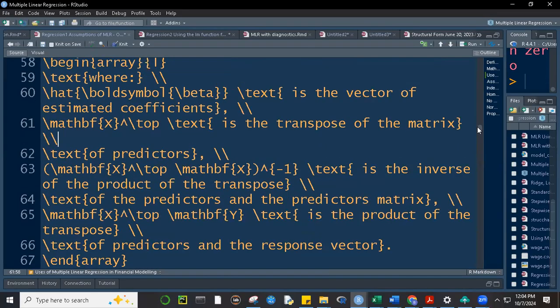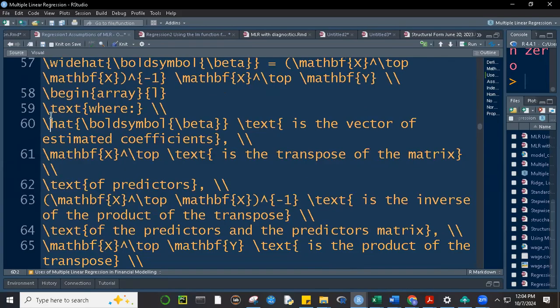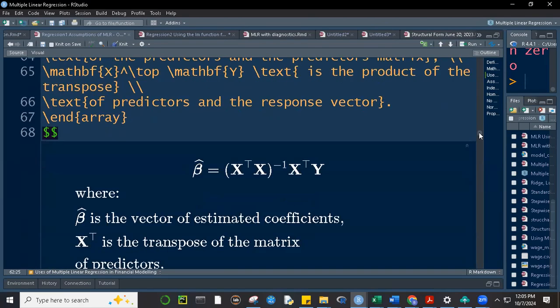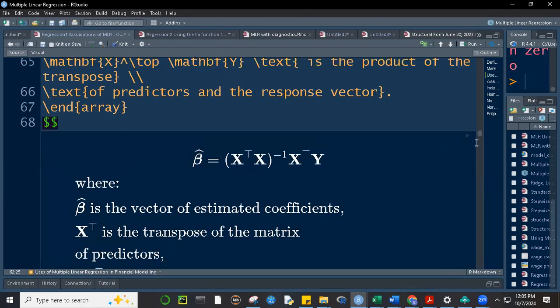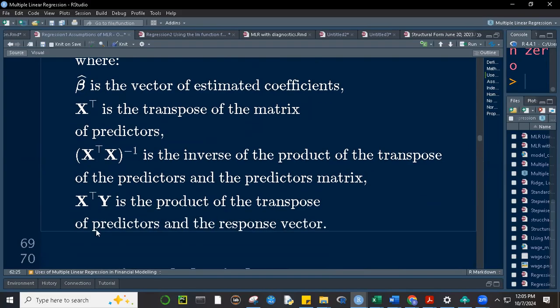Okay, so yung beta ko dito, gawin ko rin wide to, class. Beta is the vector of estimated coefficients. Okay. X transpose is the transpose of the matrix of predictors. X transpose X inverse is the inverse of the product of the transpose of it. And then X transpose Y is the product of the transpose of X, which is the matrix of predictors, and the vector of the response Y.